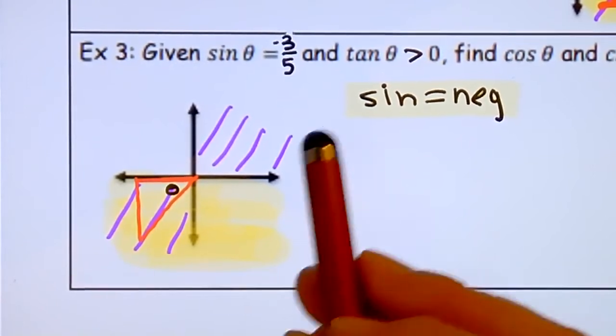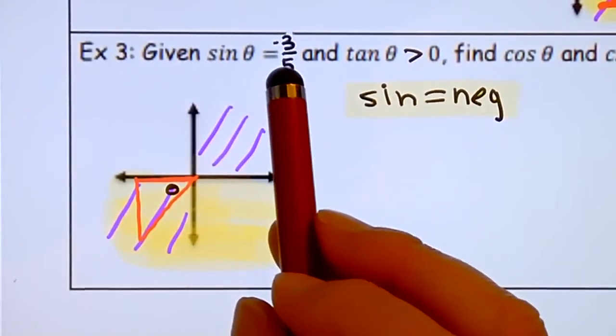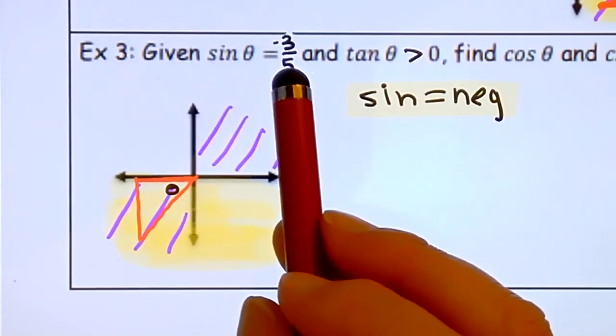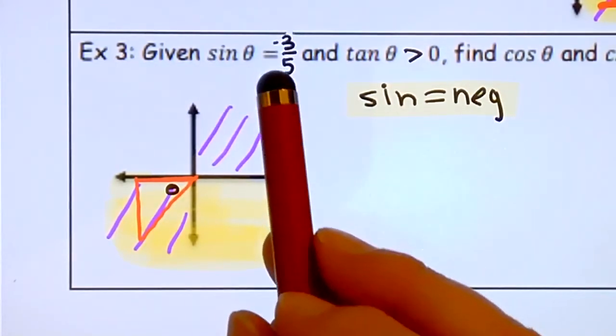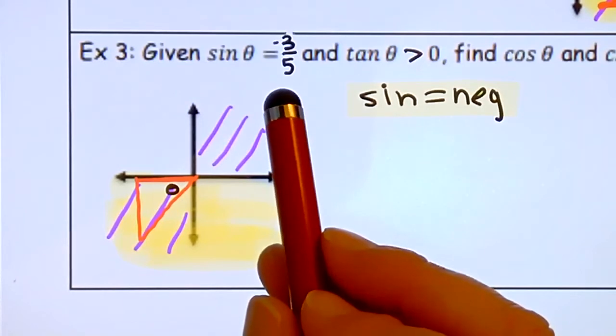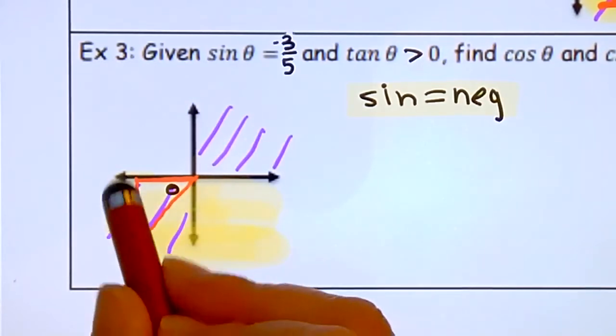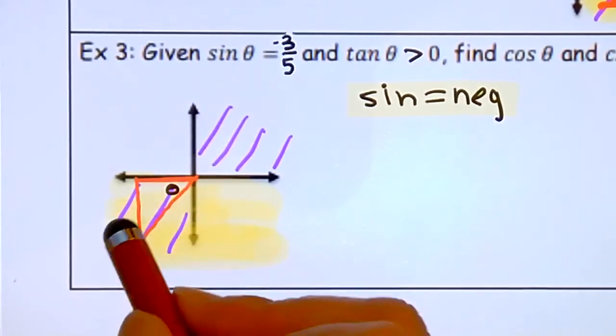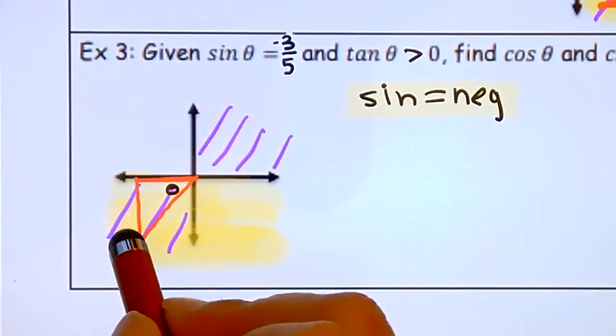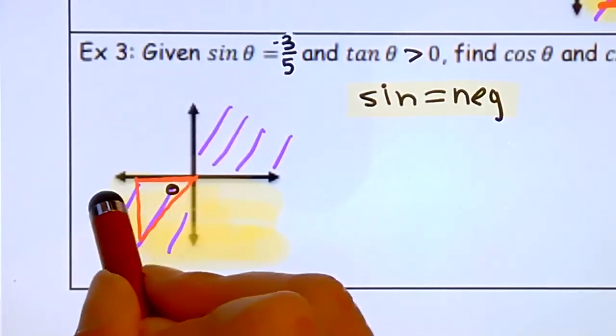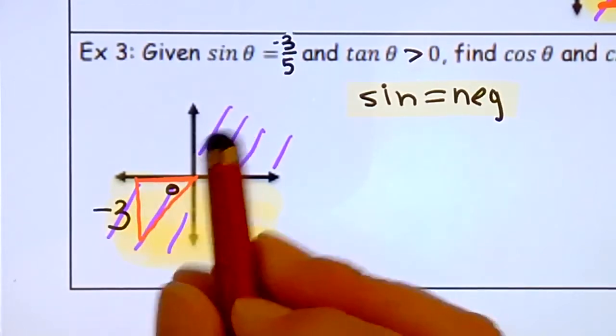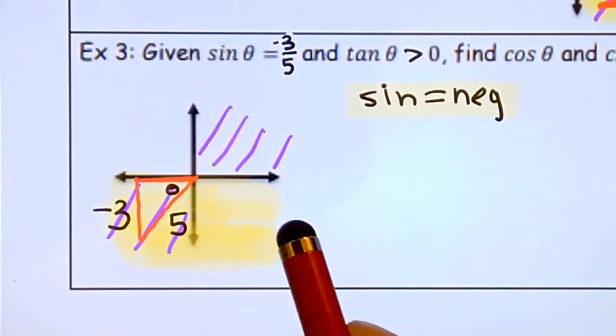And I know that my sine is -3/5. Remember, sine is opposite over hypotenuse. Now, your hypotenuse will never be negative. And you'll notice that I am going down. So my sine, my y, is going to be negative. My opposite is going to be negative. So this is going to be a -3, and this is going to be a 5.